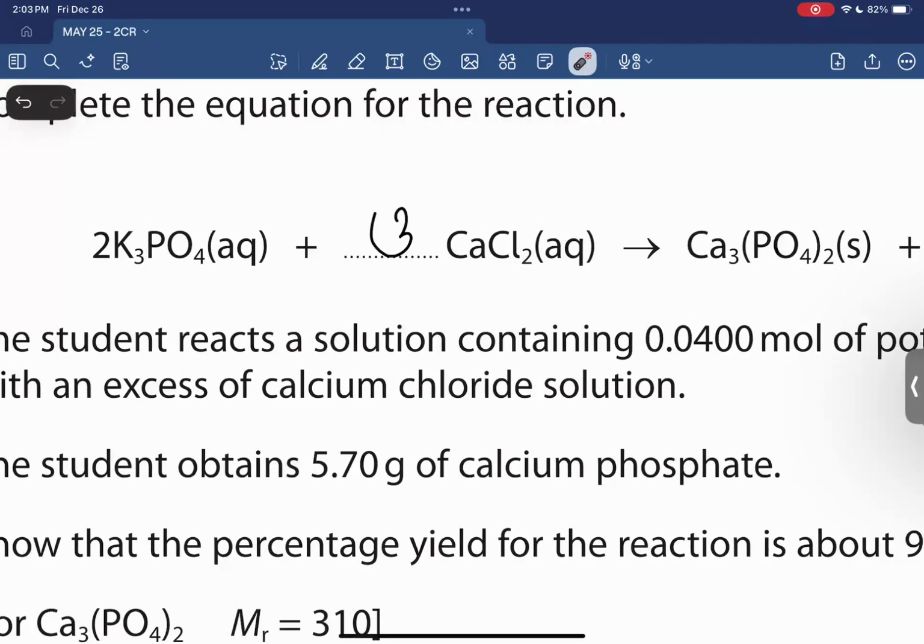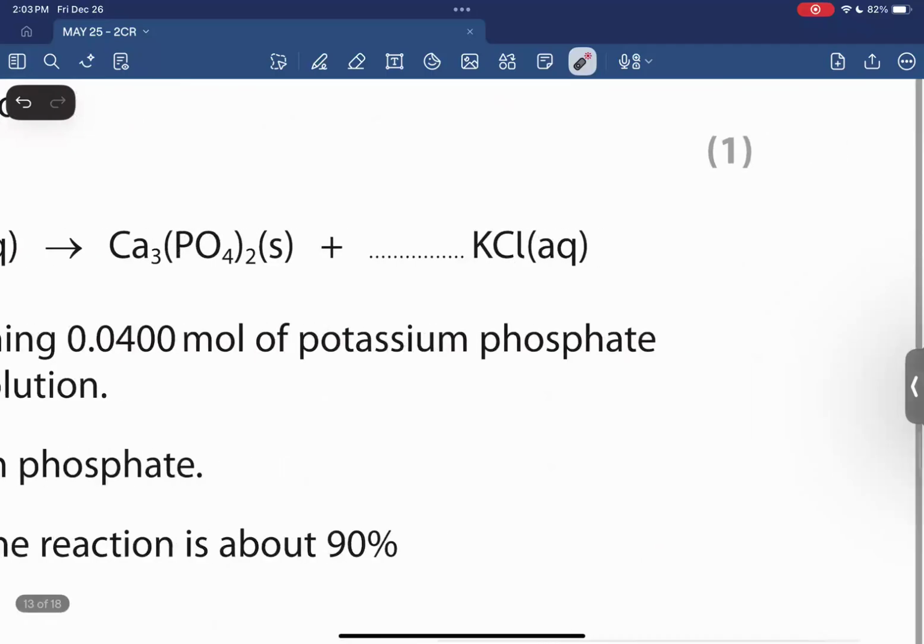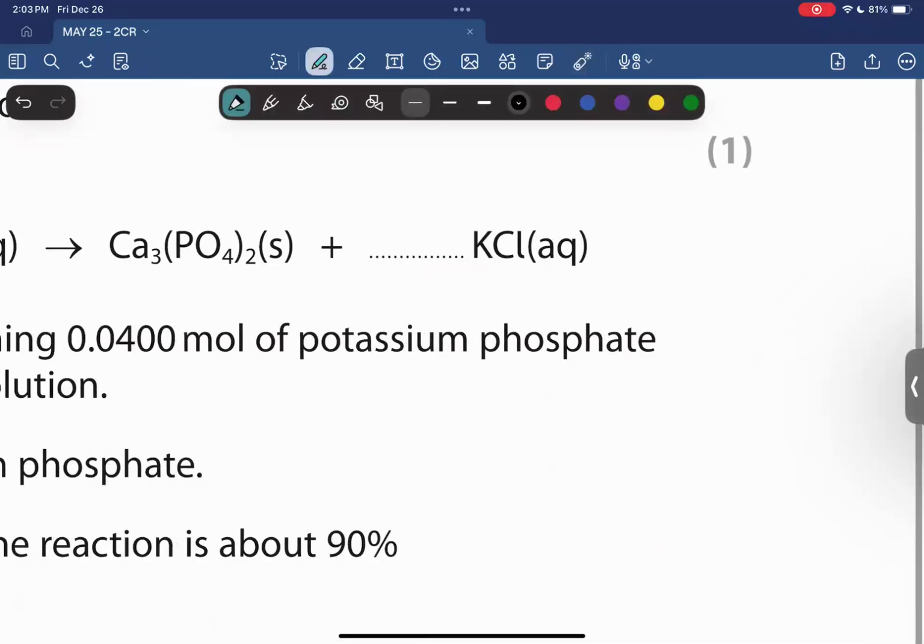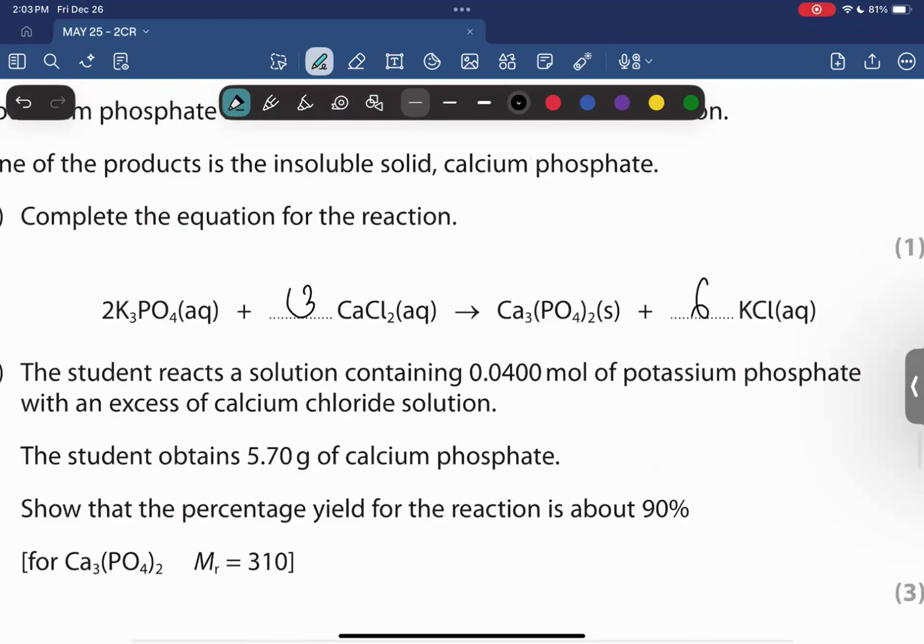Now, how many potassium is over here? 6. So there should be 6 potassium over here as well. So 6. Easy balancing. Okay.